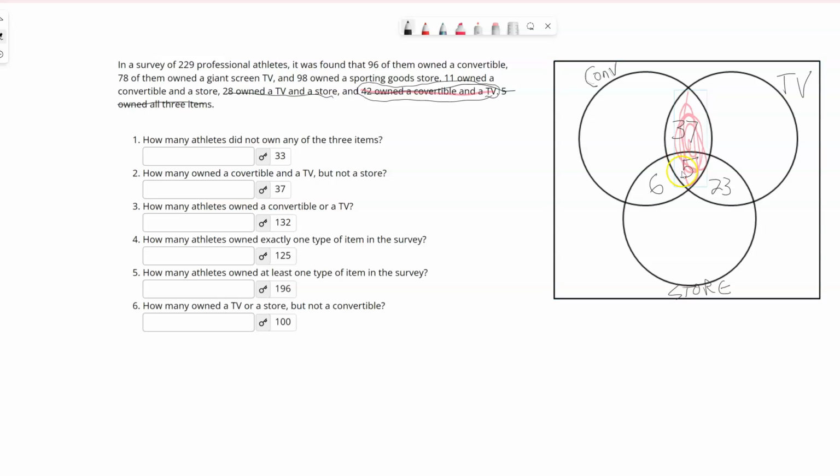So right now we have 5 that own all 3. The 5 plus 37 is 42 who own a convertible and a TV. The 5 plus 23, 28, own a store and a TV. And 5 plus 6, 11, own a convertible and a store.